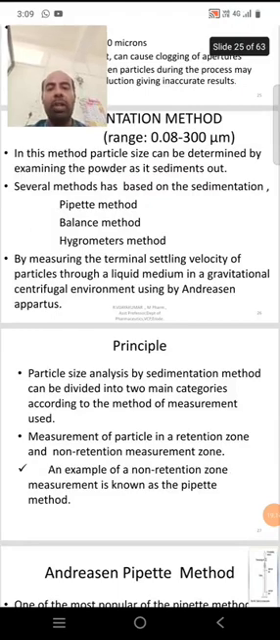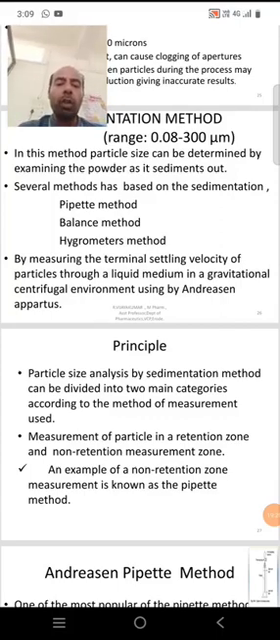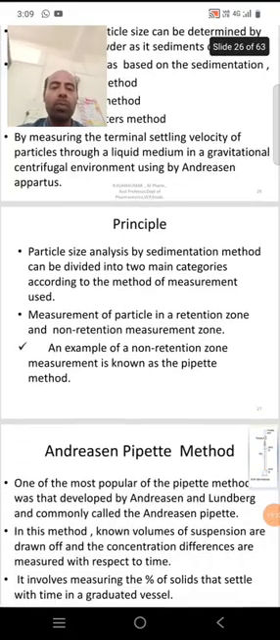Principle of the sedimentation method. Particle size analysis by the sedimentation method can be divided into two main categories according to the method of measurement used: measurement in the retention zone and in the non-retention measurement zone. An example of non-retention zone measurement is known as the pipette method.